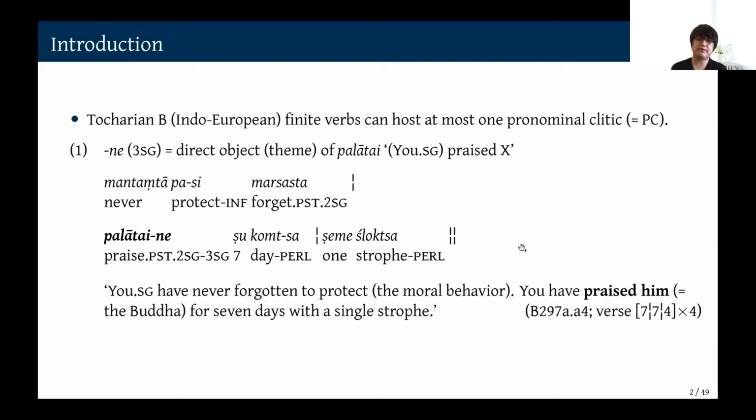Tocharian B finite verbs can host at most one pronominal clitic. Example one shows a third person singular clitic ne, which represents a direct object of paratai, you praised X. You, singular, have never forgotten to protect the moral behavior. You, singular, praised him, namely the Buddha, for 7 days with a single strophe.